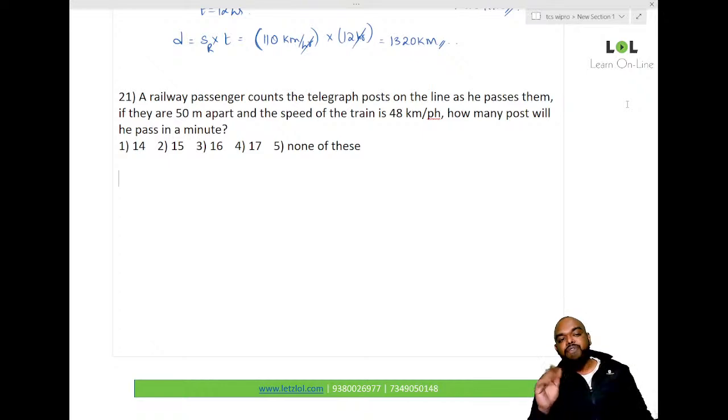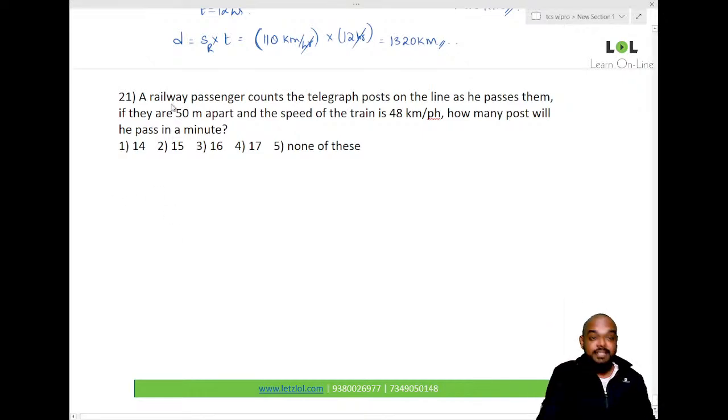If they are 50 meters apart and the speed of the train is 48 km per hour, how many posts will he pass in a minute? What is it telling? He starts counting the telegraph posts on a line. Let us say this is the line. Now there are telegraph posts here. Like this, let us say each is 50 meters away from each other. Every pole is 50 meters away from each other.